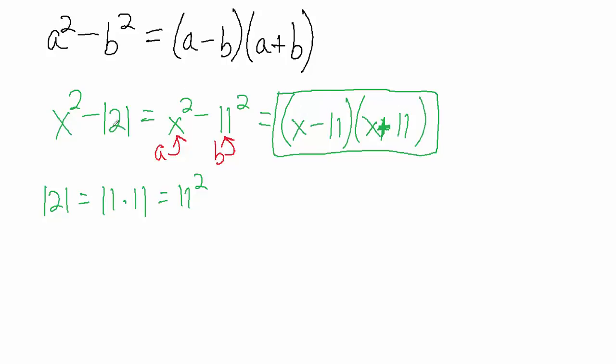So anyway, x squared minus 121, if we factor that with the difference of squares formula, we get x minus 11 times x plus 11.